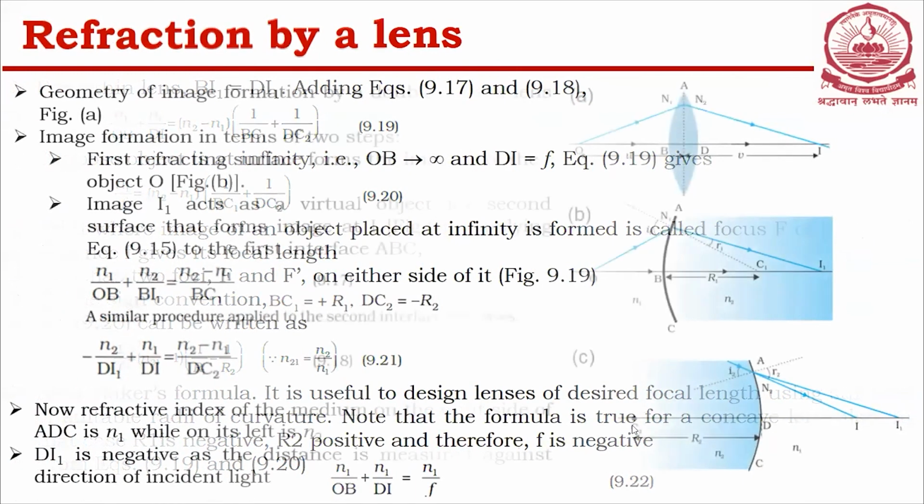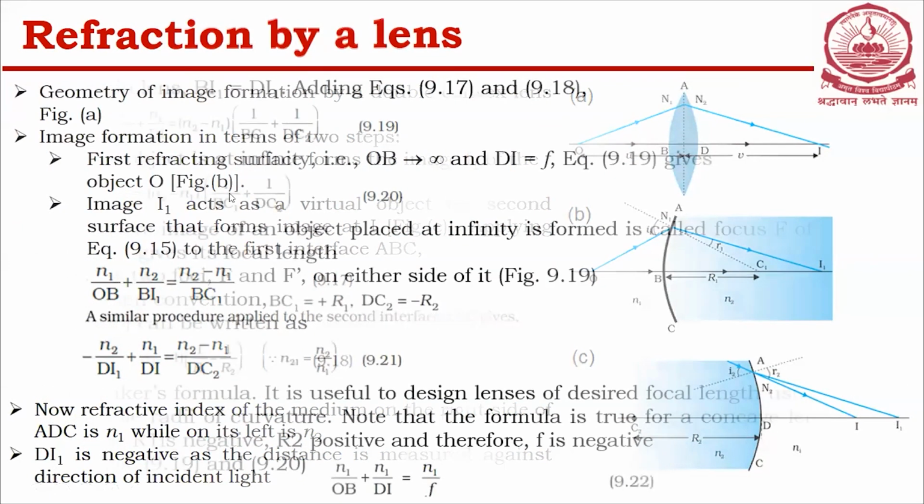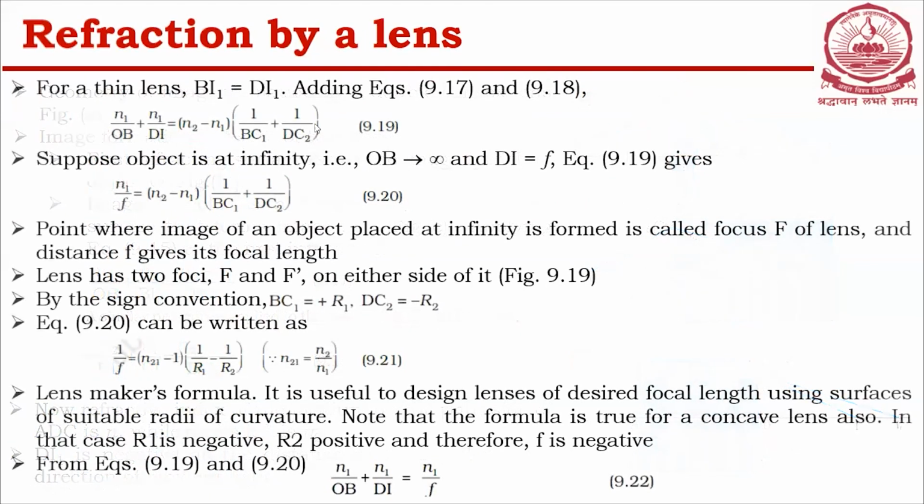So C2 is nothing but the center of curvature of the second surface, and C1 is the center of curvature of the first surface, and R1 is the radius of curvature of the first surface, and R2 is the radius of curvature of the second surface. So after taking into account all these things, you will arrive at this relation. Now we have to simplify still.